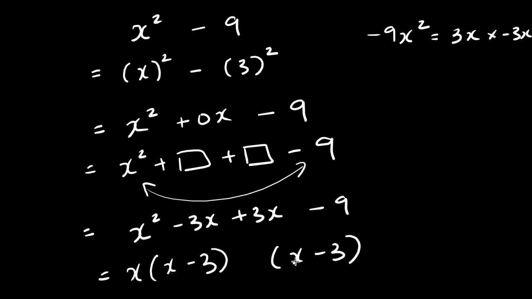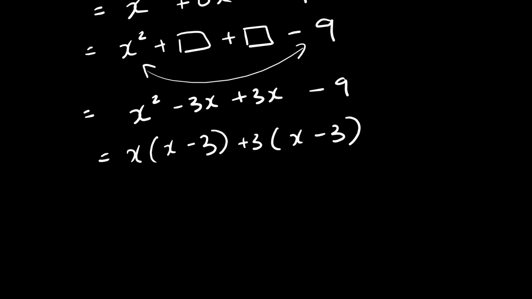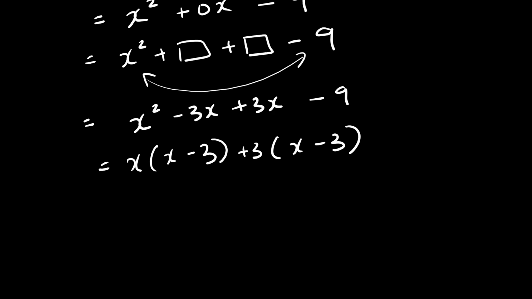And I can say to myself, what times x gives me 3x, and that's positive 3. And 3 times negative 3 also gives me negative 9. So we're in good stead. All right, we're kosher. Everything is working as expected. So let me leave that right there. And so when we factor out x minus 3, it's just going to be x minus 3 times x plus 3.